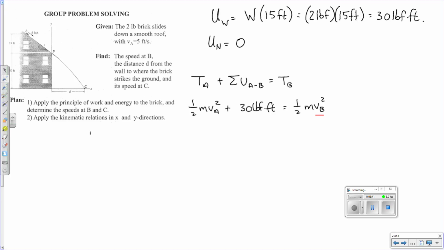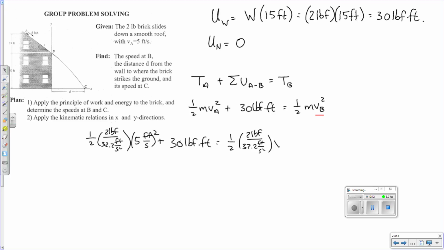So plugging in 1/2 mass of the brick, 2-pound force divided by 32.2 feet per second squared, times its initial speed, 5 feet per second. We square that. Plus 30 pound force feet is equal to 1/2 the mass, 2 pound force divided by 32.2 feet per second squared, VB squared. One equation, one unknown.